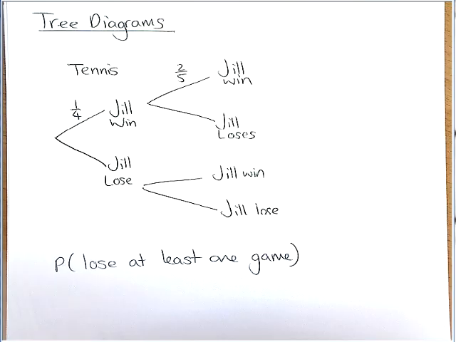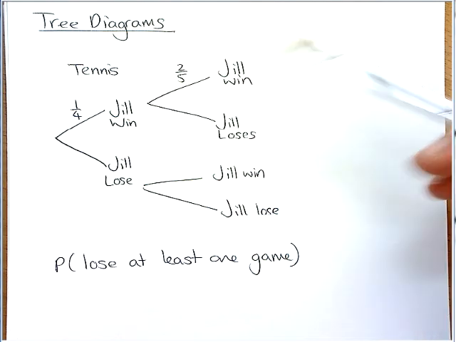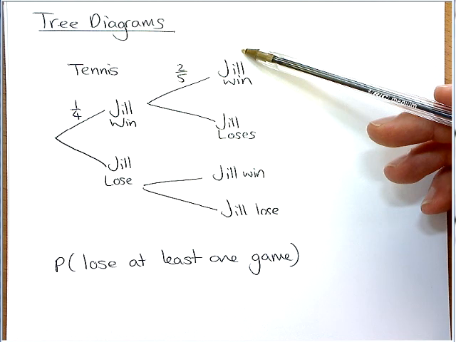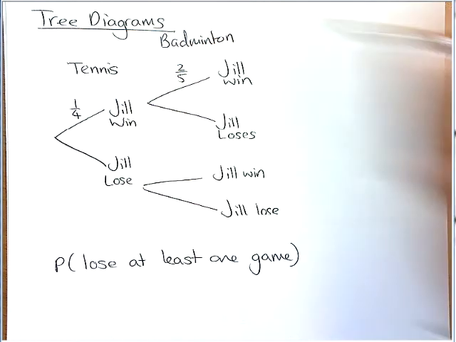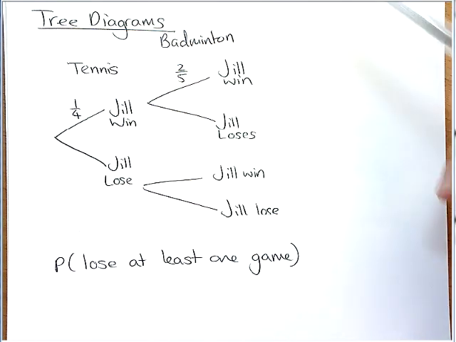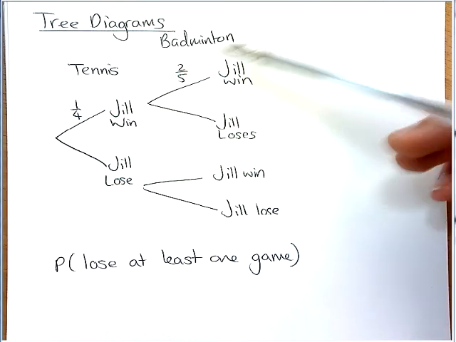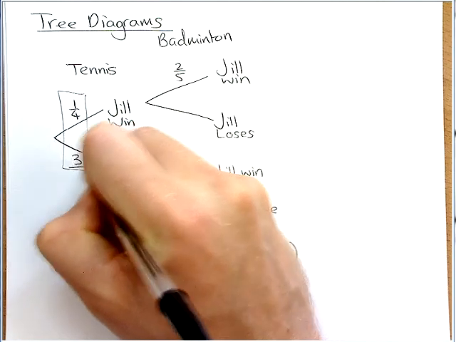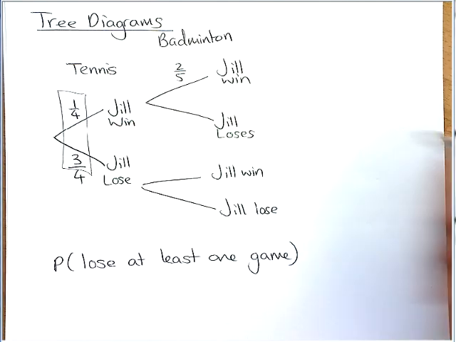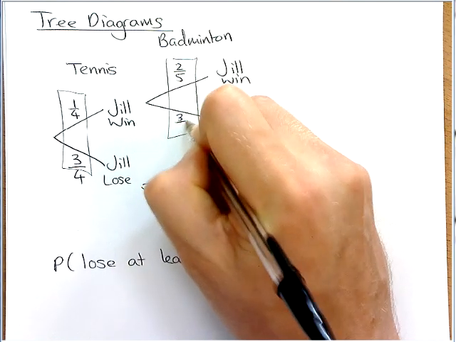Now, a bit harder is tree diagrams. So here we're told that this lady called Jill is going to play 2 matches, 1 tennis match and 1 badminton match. And we're actually given the tree diagram. We're told the probability that she wins a tennis match is 1/4, and the probability she wins the badminton match is 2/5. Now you need to understand that all of these add up to 1. So if that's 1/4, this must be 3/4, and again here, that's 2/5, this must be 3/5.